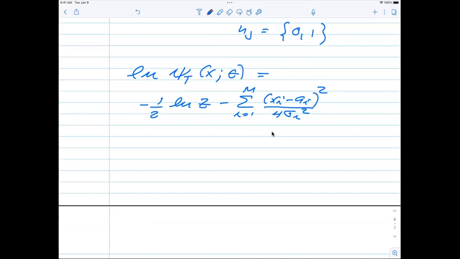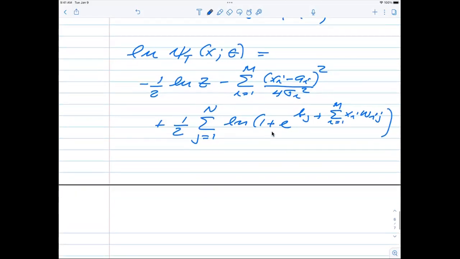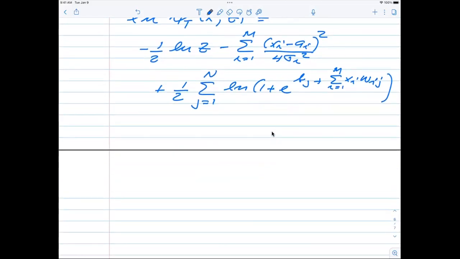And then we have the final term, which gives us plus 1/2 times a sum over the hidden nodes up to n, and that is given by ln of 1 plus e to the bj plus the sum over i equal 1 up to n of xi times omega ij here. So this is my log of the trial wave function. That is one of the technicalities which we need. And now when we are optimizing, we need the derivatives with respect to these parameters.